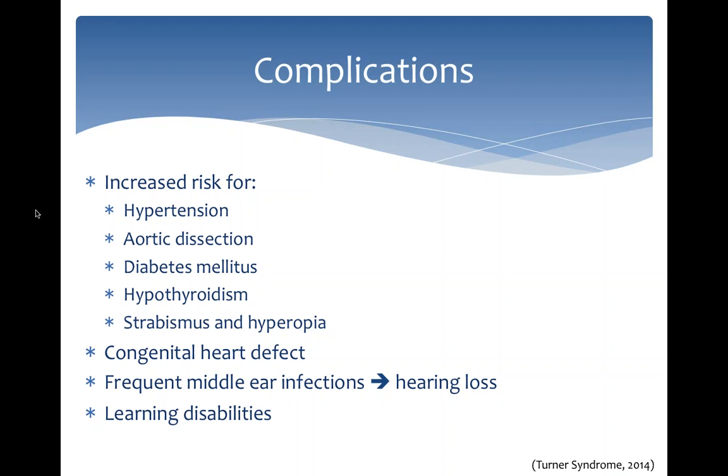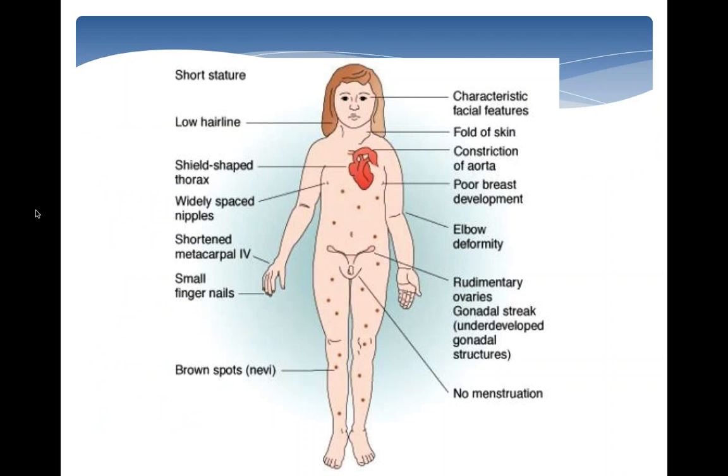They're also at an increased risk for having congenital heart defects. They can have frequent middle ear infections, and that's due to skull shape abnormalities. The ear infections can eventually lead to hearing loss. They can also have learning disabilities, particularly in math and spatial concepts. They have difficulties functioning in social situations, and they are at an increased risk for ADHD.